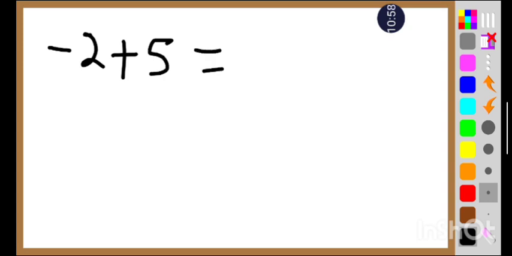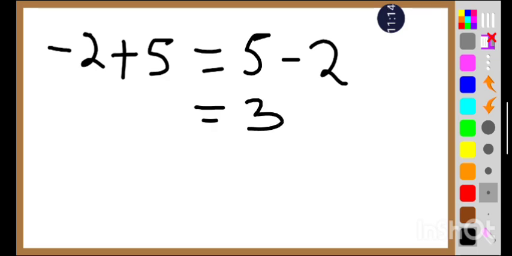This is what we mean. Like negative 2 plus 5. These are two directed numbers with different signs. To do it, neglecting their signs in the first place, I will have 5 minus 2, which gives me 3. What is the sign of the larger number? The larger number is positive, so the sign is positive. The answer is positive 3.